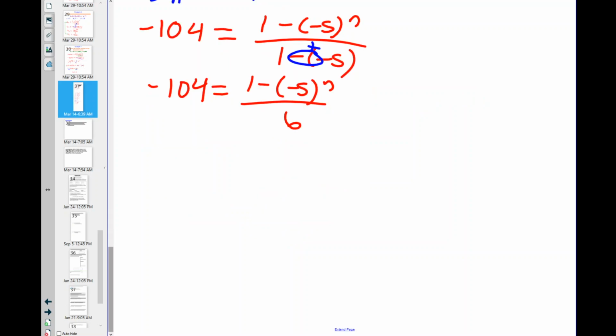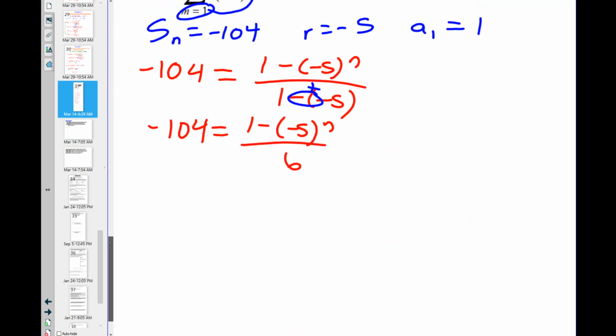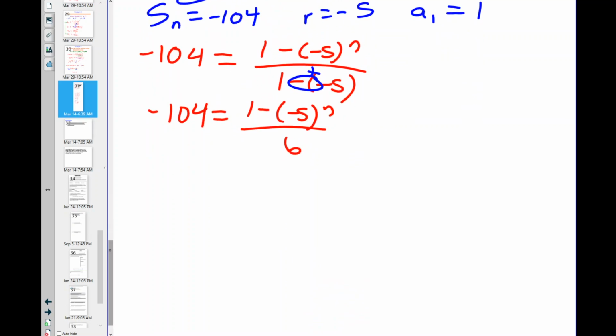Oh dear, who said that? Oof, no, definitely not. The 6 is good, but definitely not going to subtract it. Multiply by 6, that's good. That's going to get rid of the 6. Please do not combine the double negative. This is negative 624.